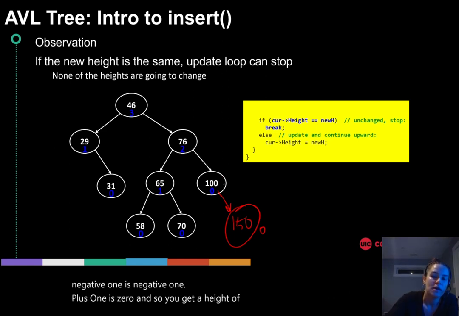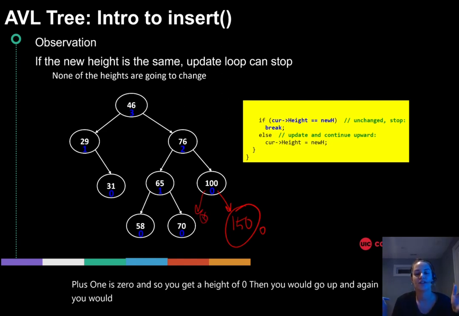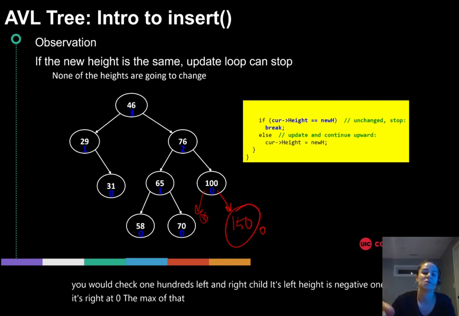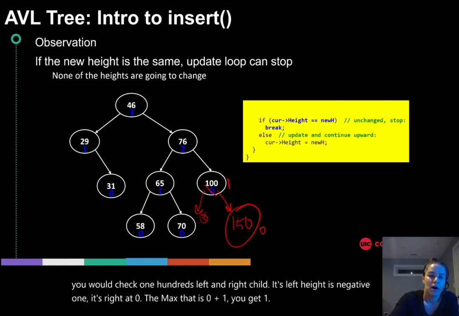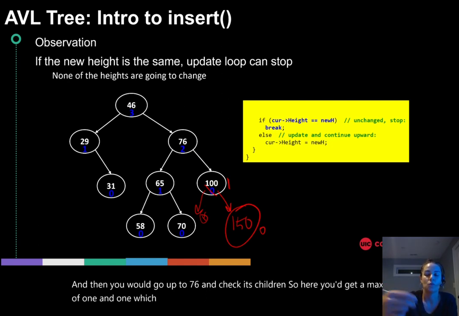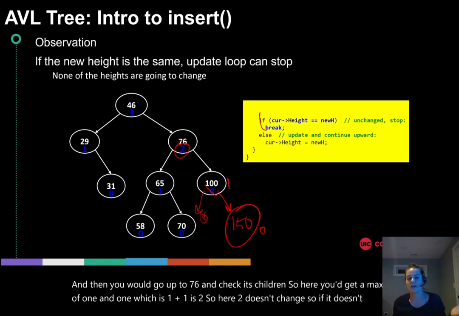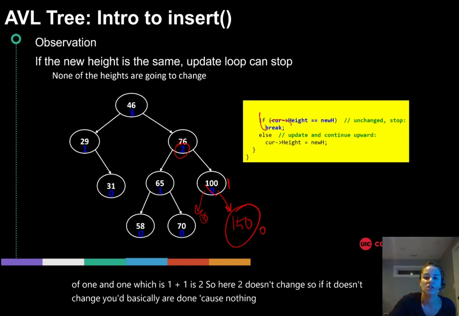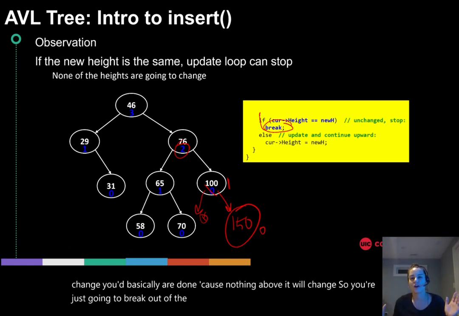Then you would go up, and again you would check 100's left and right child. Its left height is -1, its right is 0, the max of that is 0, plus 1, you get 1. And then you would go up to 76 and check its children. Here you would get a max of 1 and 1, which is 1, plus 1 is 2. So here 2 doesn't change. If it doesn't change, you basically are done because nothing above it will change. So you're just going to break out of the loop at that point and all of your heights are going to be updated.